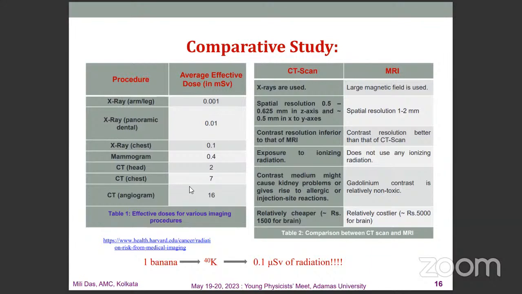But don't worry, because if we eat one banana, it contains potassium-40, through which we actually receive 0.1 microsievert of radiation. And here is this comparative study between CT scan and MRI.